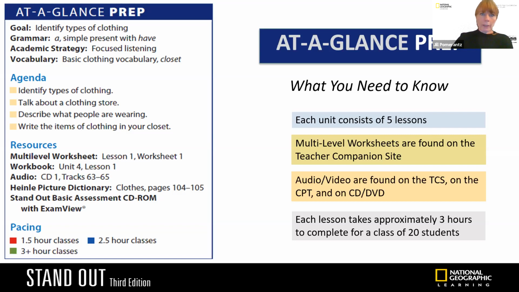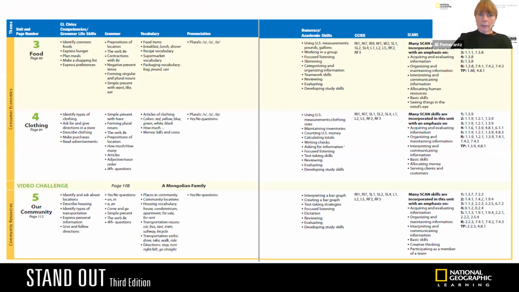So let's move on to this is the scope and sequence, or the table of contents. And the reason I wanted to show you this is because I wanted you to see that every unit is set up exactly the same way, whether it's a basic book or a book 5. Okay, so we have unit 3, unit 4, that's the unit that we've been looking at.